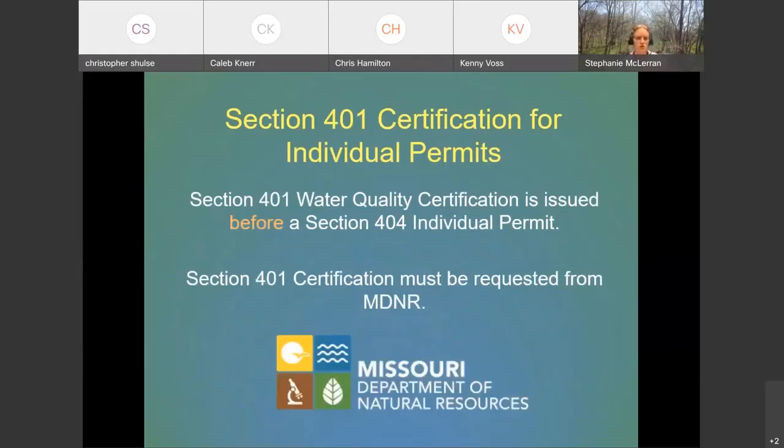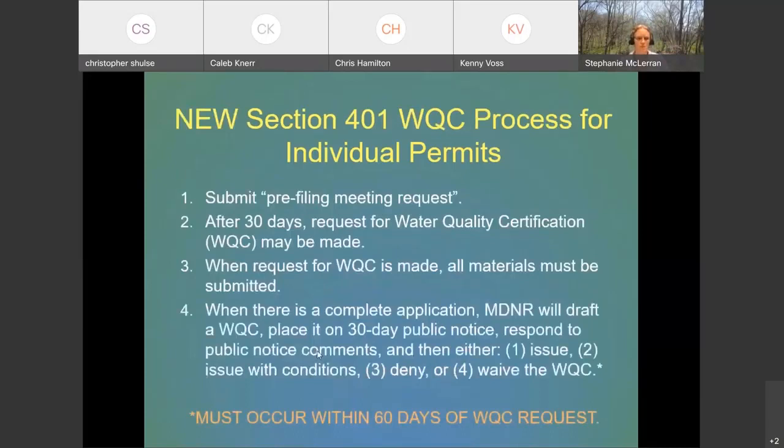But for individual permits, or IPs, we do need to go through that individual water quality certification process. And we need to get that 401 certification before we get our 404. So the process has recently changed and it's become a little more complicated and time-consuming. So I'll kind of go over that to give you an idea of what that looks like if you ever have to go through it.